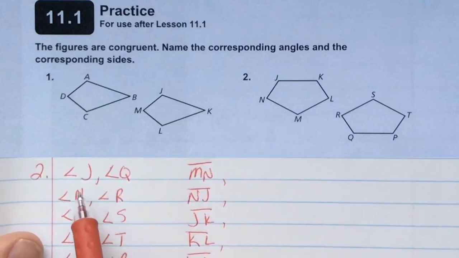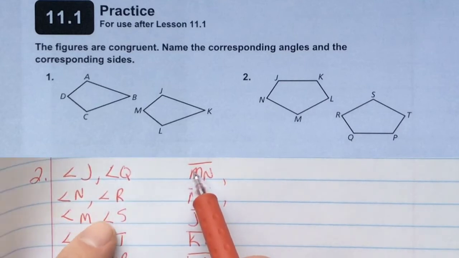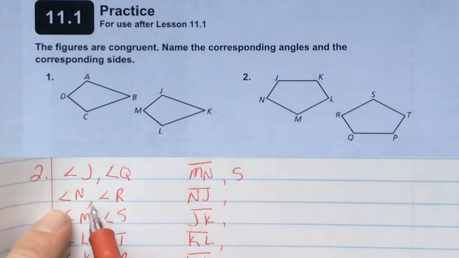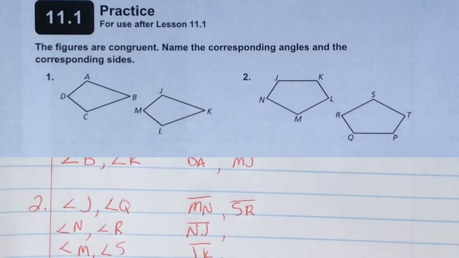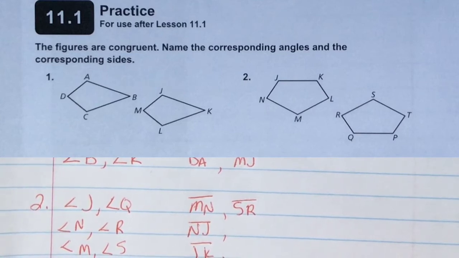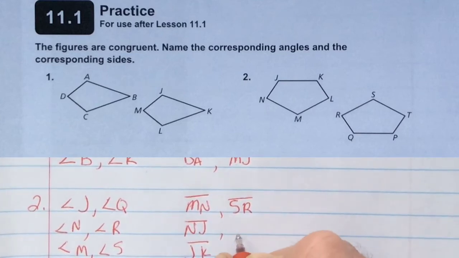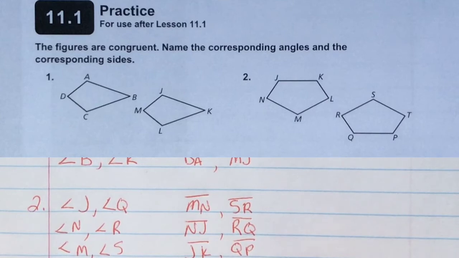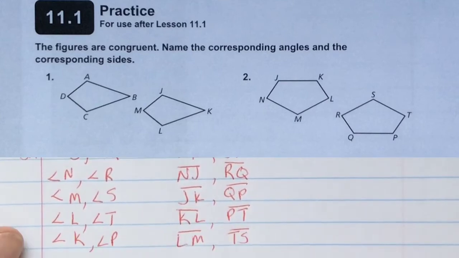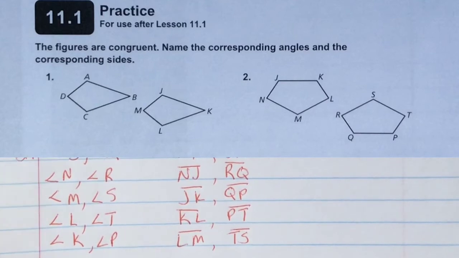Now we could really just go over here and look at these. M corresponds with S, so this would be an S. N corresponds with R. But we're really supposed to look at the figure and say, okay, the side MN and the side SR is how we do that. So SR, and then we go to R side, RQ, then side QP, then side PT, and then finally side TS. So those are our corresponding sides for number two.